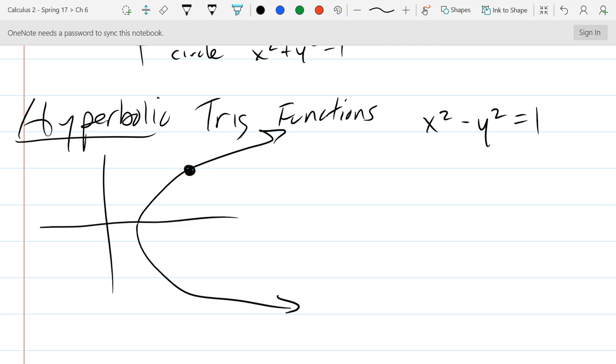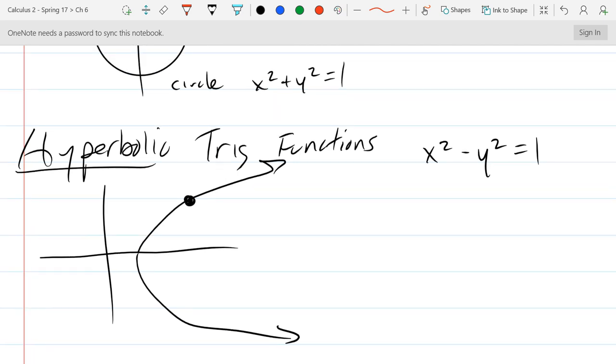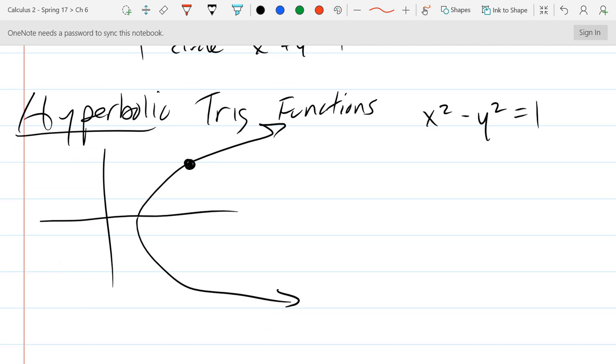Now, technically, if you graph this out, there's also a second part of this graph, the other side of the hyperbola, which I'm not going to use, so I'm not going to bother drawing it in here. Technically, hyperbolas have two sides, and we're not going to worry about the other side. So one of the two coordinates will always be positive. Which coordinate will always be positive? X will always be positive for us. So right away, you can tell one of these functions is always going to be positive.